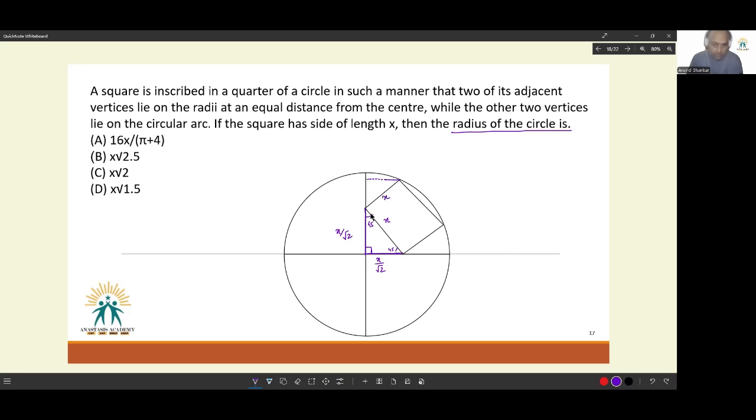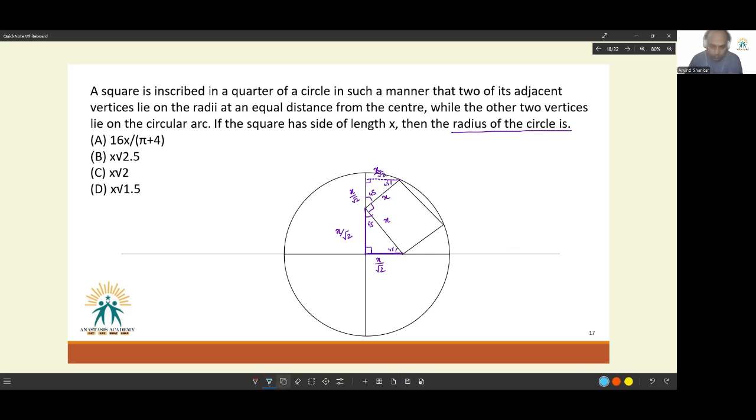Again, this is x. This is 90. This is 45. This is 90. So this will also be 45. This is a perpendicular drop. So this is also 45. Again, if this is x, this will be x by root 2. This length here will be x by root 2.